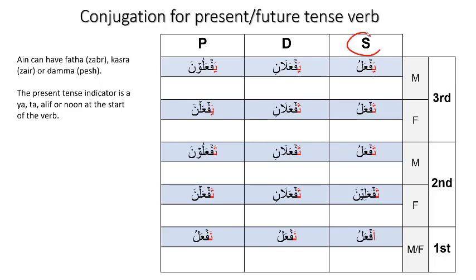Yaf'alu is third person masculine singular. So this means that he is doing or he will do. Yaf'alani means two males are doing or will do, and yaf'aluna means three or more males or plural males are doing or will do. So this is third person masculine. Similarly, we have third person feminine.